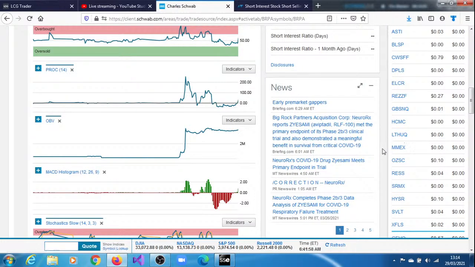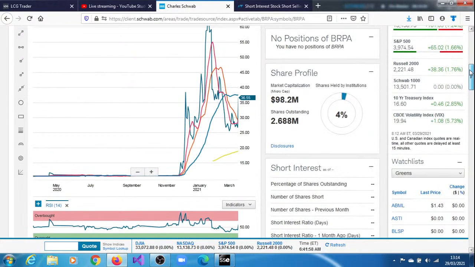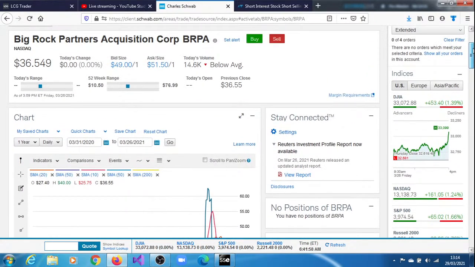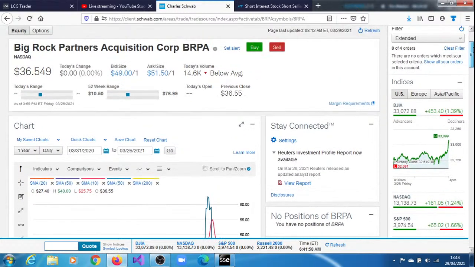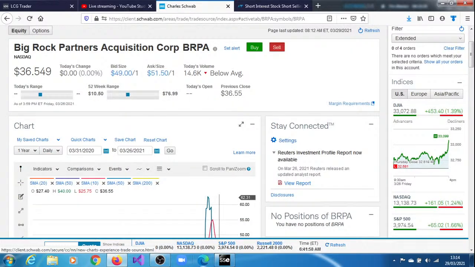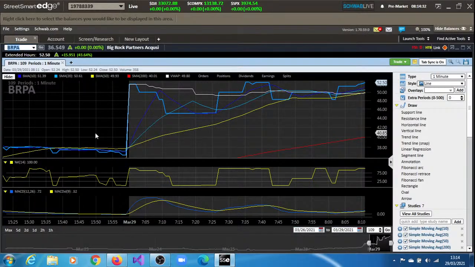So yes, it's getting some positives concerning its COVID-19 drug. NeuroRx is merging with Big Rock, so that's why we're seeing what we're looking at right now. So if you dare, give us a thumbs up. Thank you very much. So let's move on to the next one, which will be HPR.